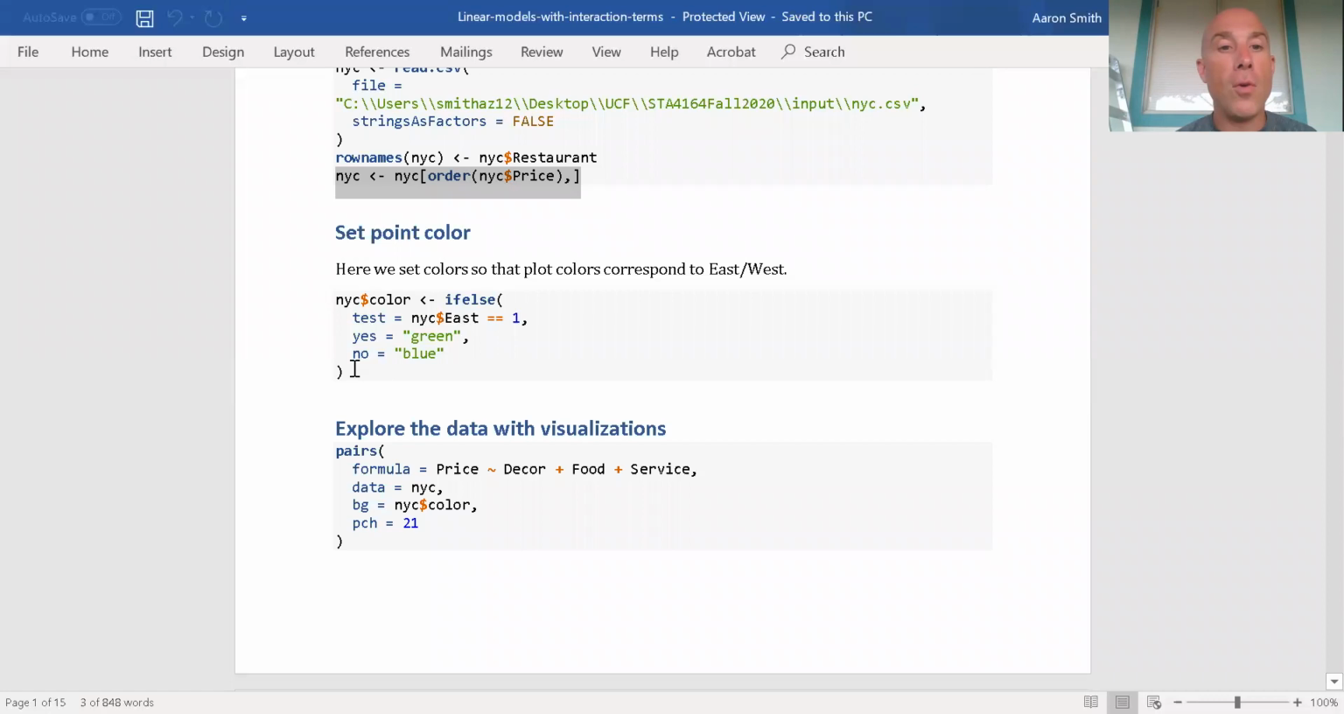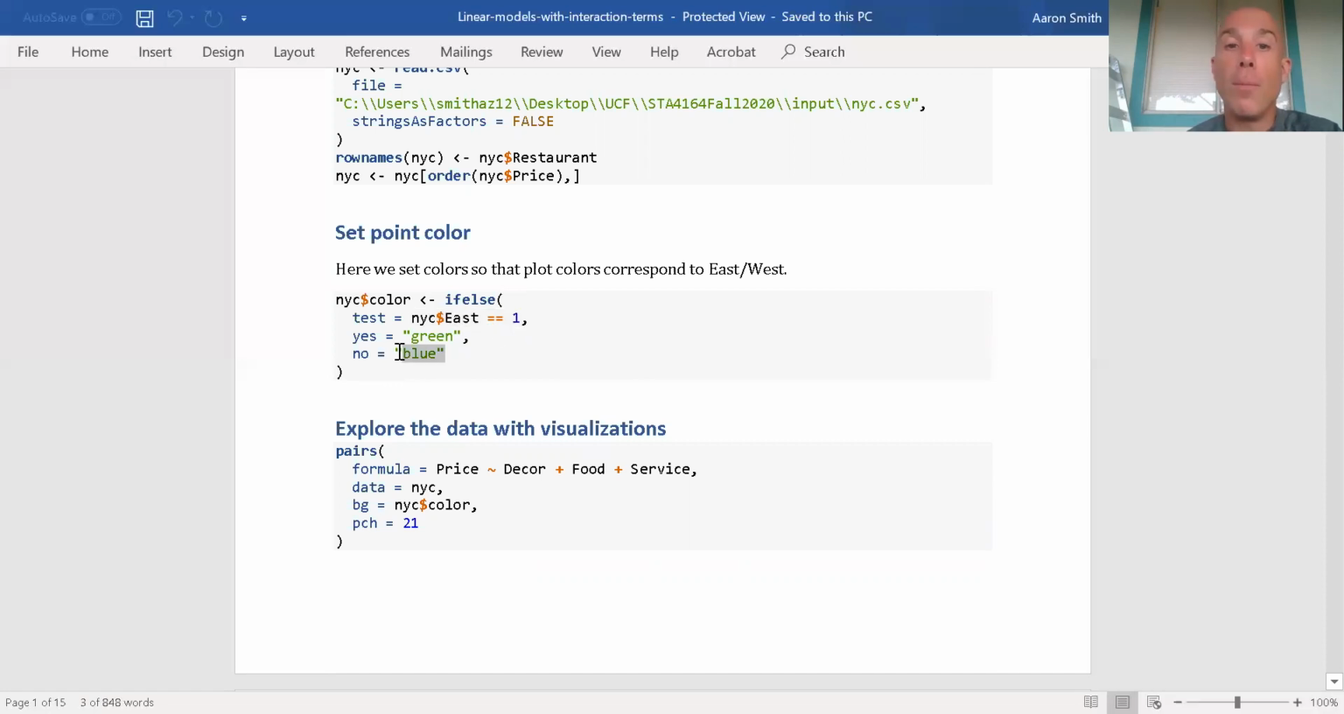All right, now since east-west is very important on this project, I'm going to color by east and west. If it's east, then I'm going to say green. If it's west, I'm going to say blue. On this logical statement, we're saying east-west equals 1. That means it's an east restaurant. So a yes means it's green.